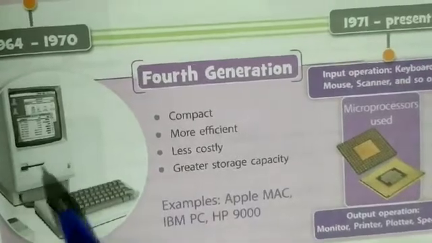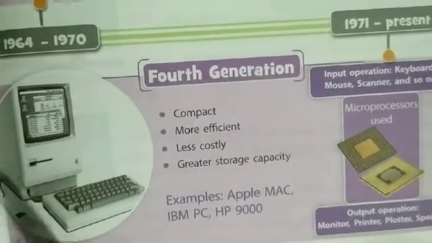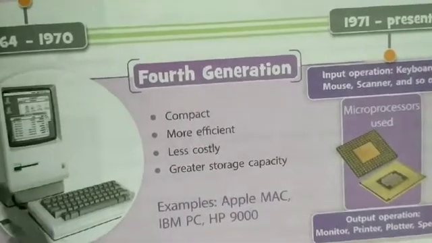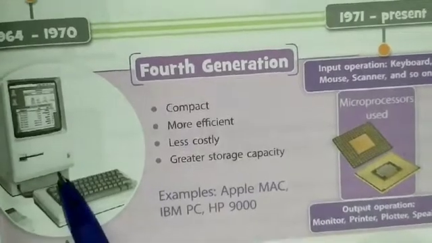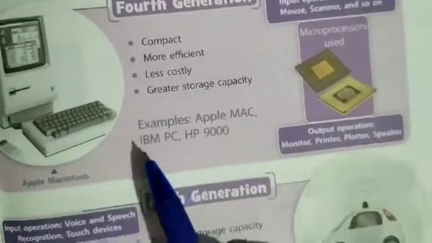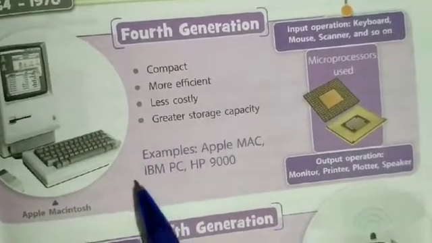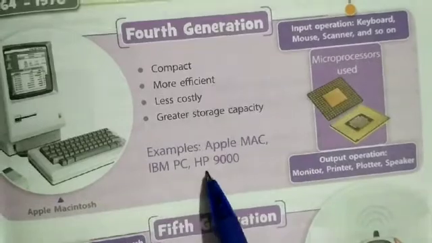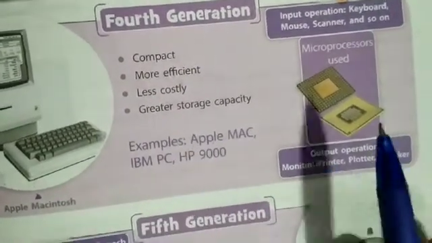They are lighter in weight, they are less expensive, they are affordable to everyone, and the storage capacity of this generation computer is more than the last 3 generation computers. Examples of this generation are Apple, Mac, IBM PC, HP 9000. These are the examples of 4th generation computer.